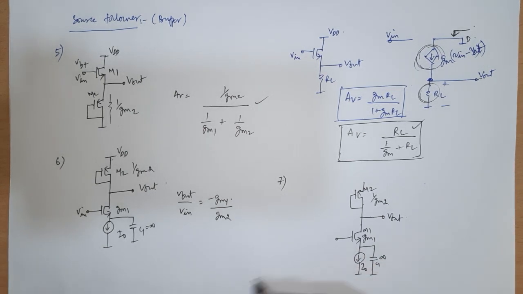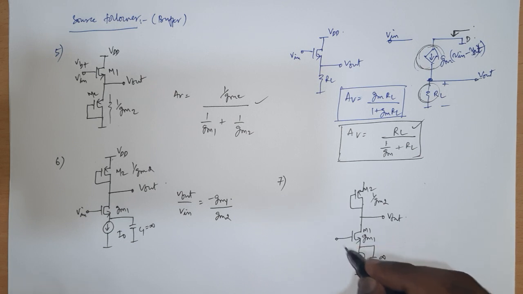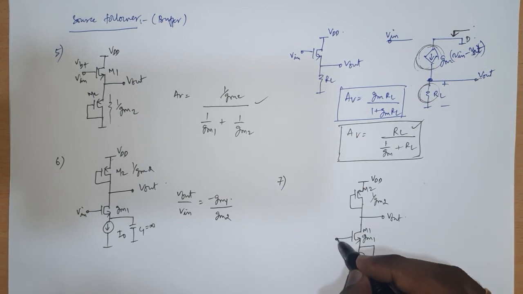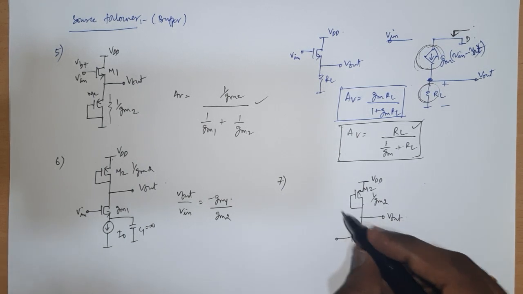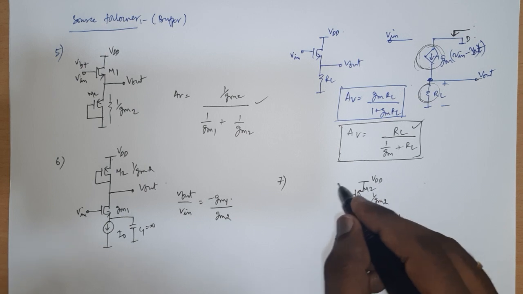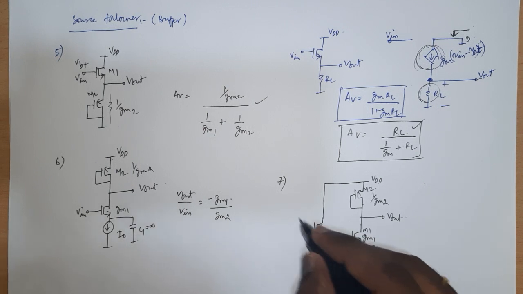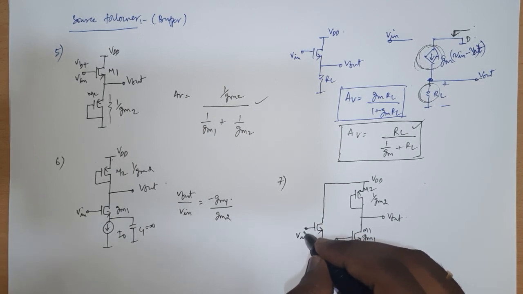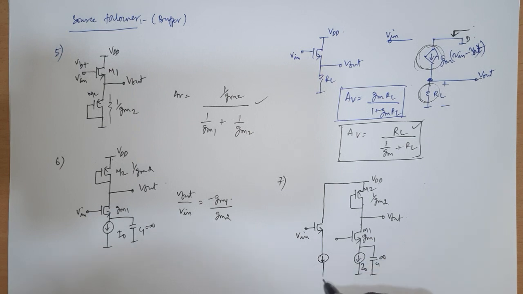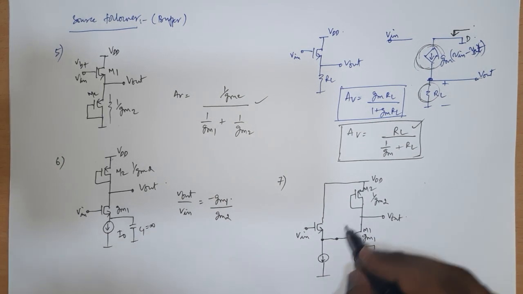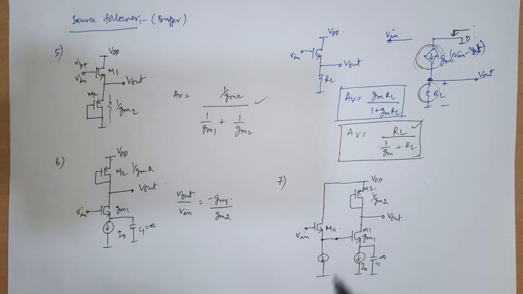Okay, now on the input side, instead of giving the signal directly here, let me choose my signal to come from another stage. So let me draw the previous stage. Let me put the signal here and let it be biased in this way, and let the output come from here. So now let me call it M0. So for this circuit, what will be the gain?